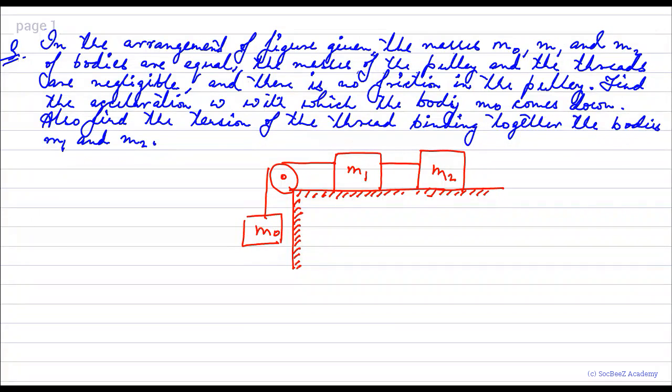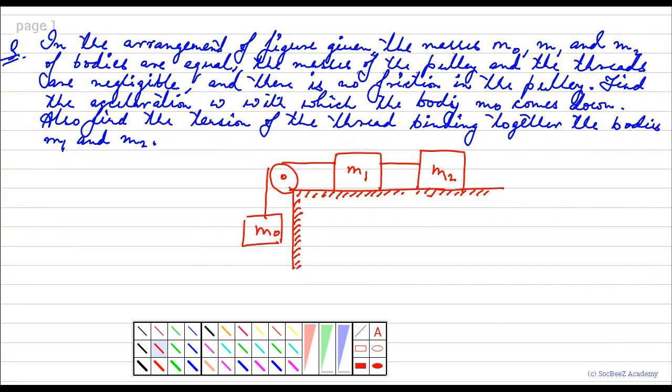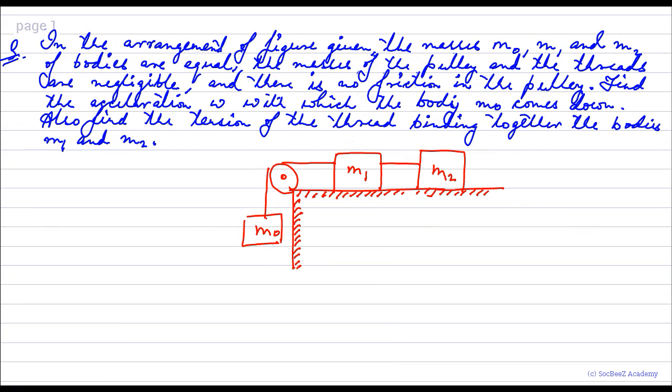Now let us begin with a few problems in the topic of dynamics. The first problem is this. In the arrangement of figure given, the masses m0, m1 and m2 of bodies are equal. The masses of the pulley and the threads are negligible and there is no friction in the pulley. Find the acceleration W with which the body m0 comes down. Also find the tension of the thread binding together the bodies m1 and m2.